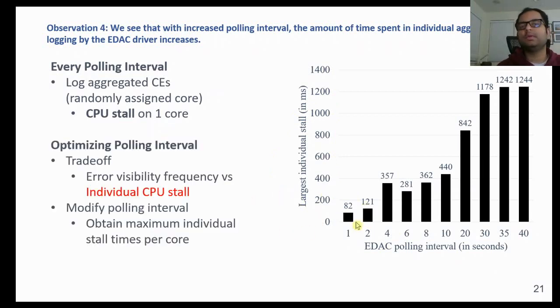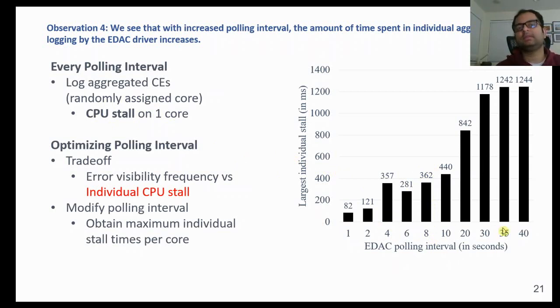As we can see, with increasing polling interval, the amount of time spent in individual aggregate logging by the EDAC driver increases. This is because if instead of polling at 1 second interval, we start polling at 8 seconds interval, for example, the number of messages that are reported by many cores will be more. So you are aggregating more messages at every particular polling interval, which means you will log more messages, which means you will spend more time logging, and as a result, your individual stall times increase.